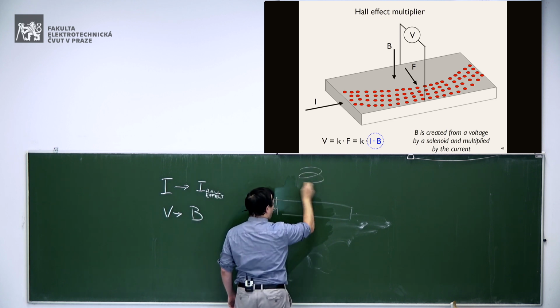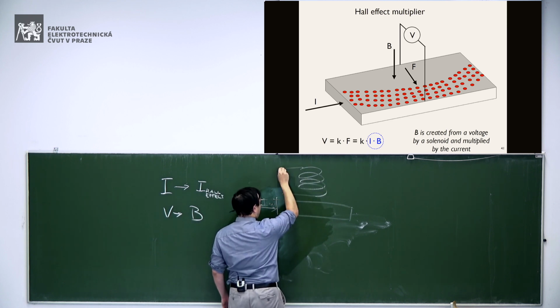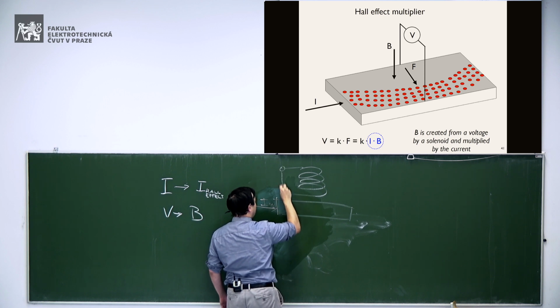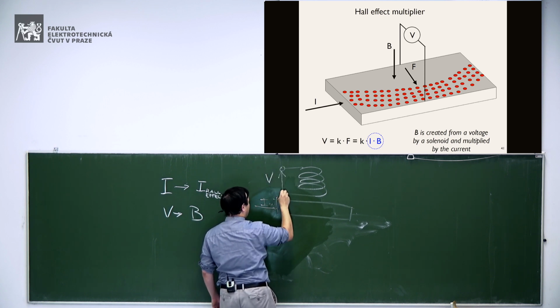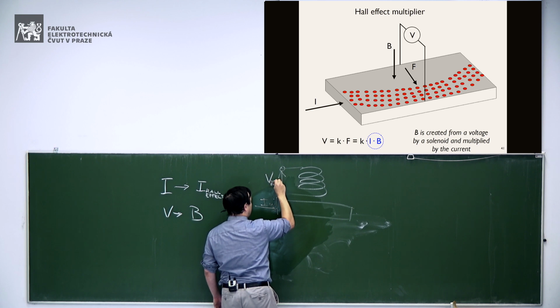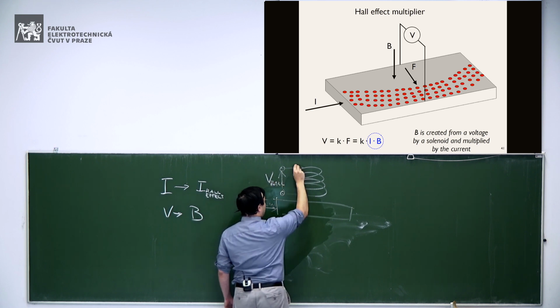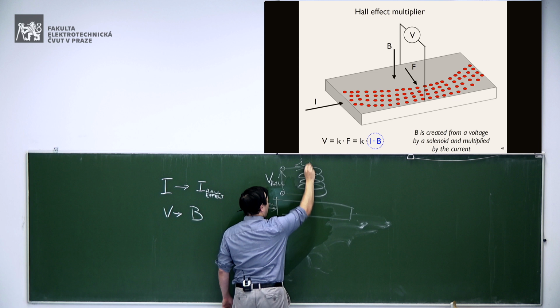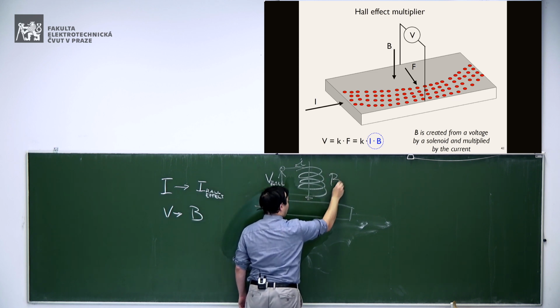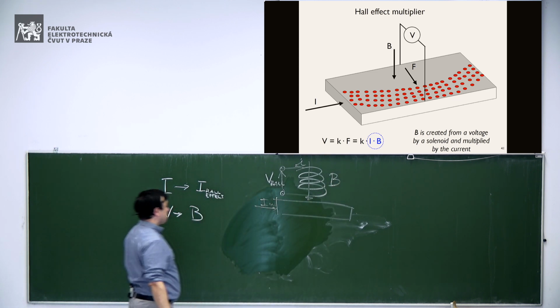Then here, you have a coil. You apply your voltage. And therefore, you will have a current which creates a magnetic field, okay?